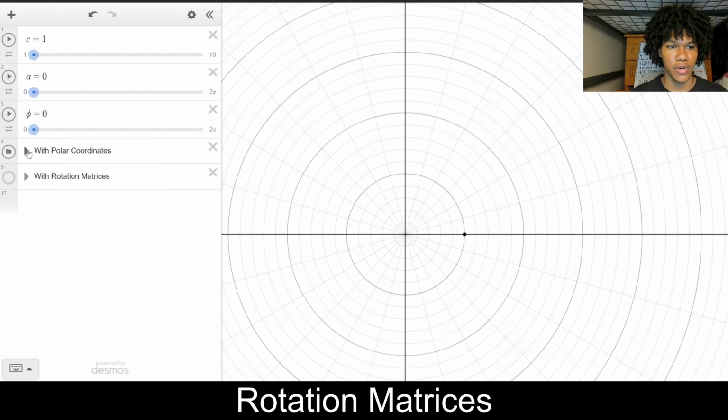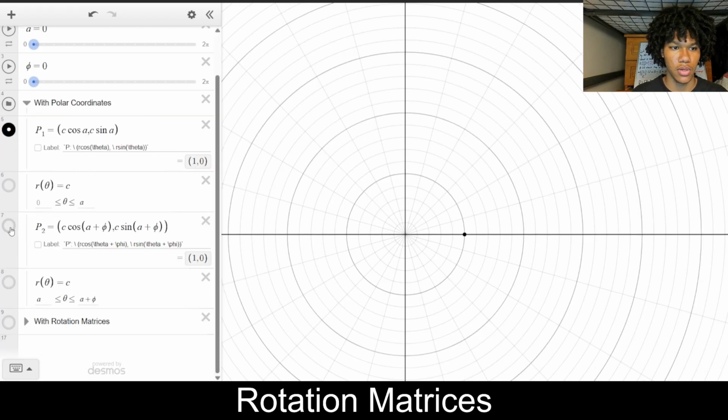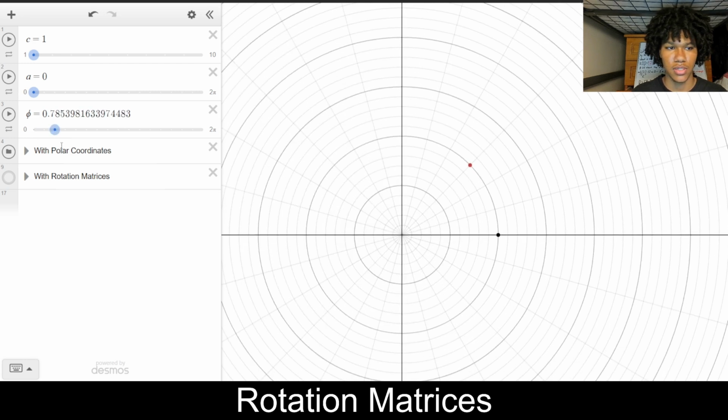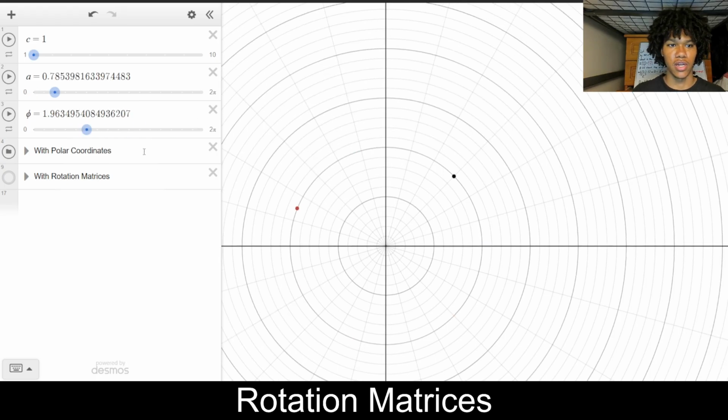Now, what I'm going to do is add a second point, in which that point is rotated an angle phi, or any angle away from our original point. So first we have our black point, that's our starting point. And notice this red point is the original point rotated a certain angle away from the origin, right? There's nothing too significant about what we have here.